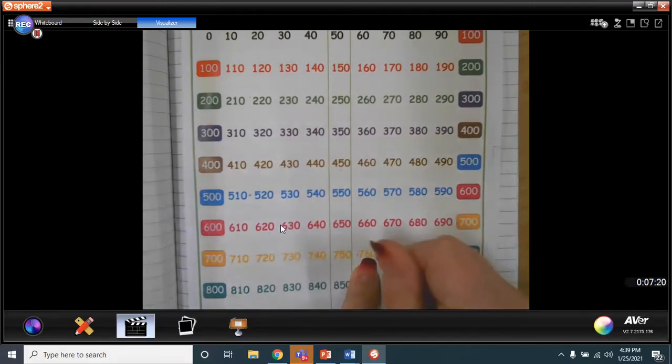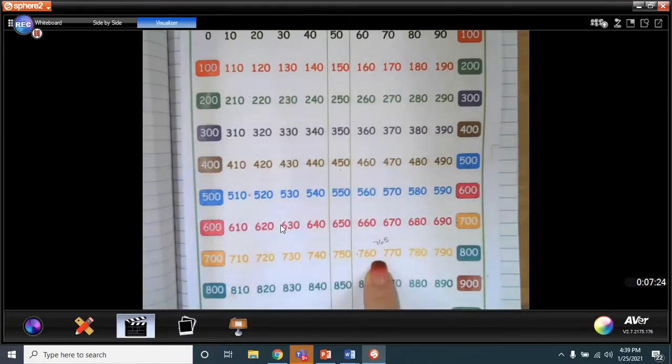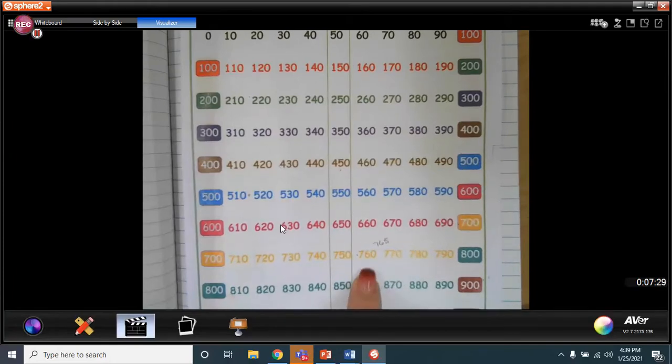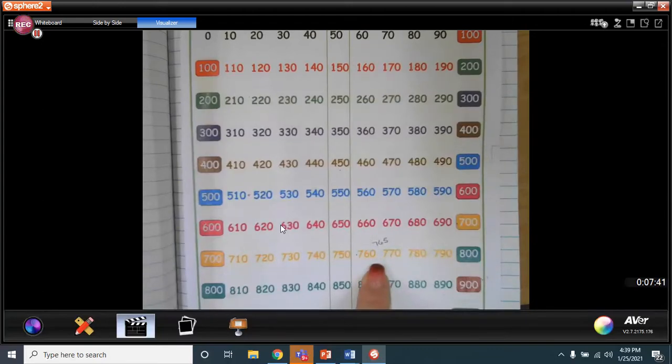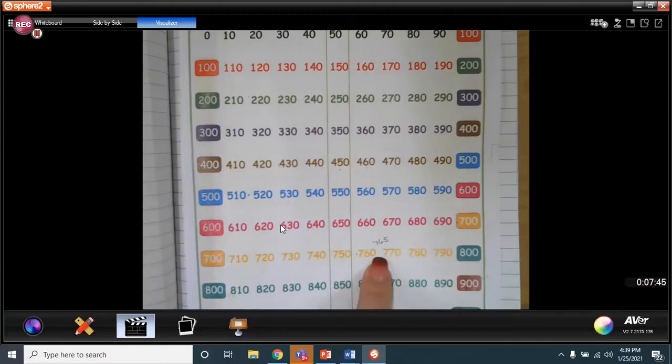So the two 10s that this number falls between are 760 and 770. Now we need to decide which 10 it is closer to. Remember, when we're rounding to the closest 10, we look at the ones place and decide. If it's less than 5, we round down to the lower 10. If it's 5 or greater, we round up to the next 10.